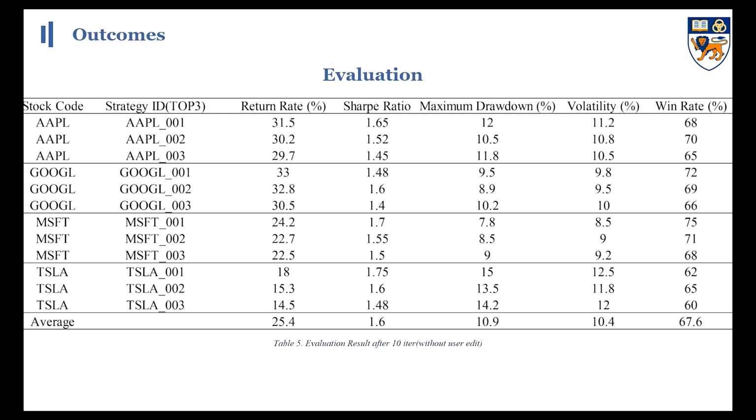We also conducted a detailed performance evaluation of the generated strategies. As shown in the table, we tested multiple stocks, and after 10 iterative rounds of optimization, the system achieved an average return of 25% and a Sharpe ratio of 1.6 across the top 3 strategies per stock. These results validate the effectiveness and robustness of the AlphaTrade framework.